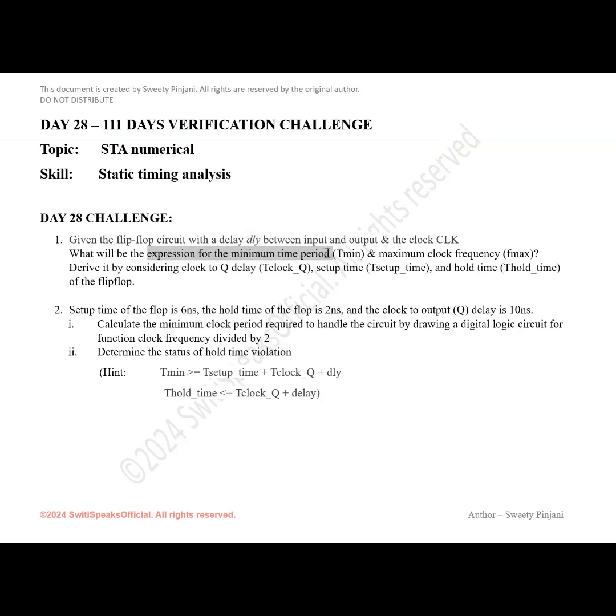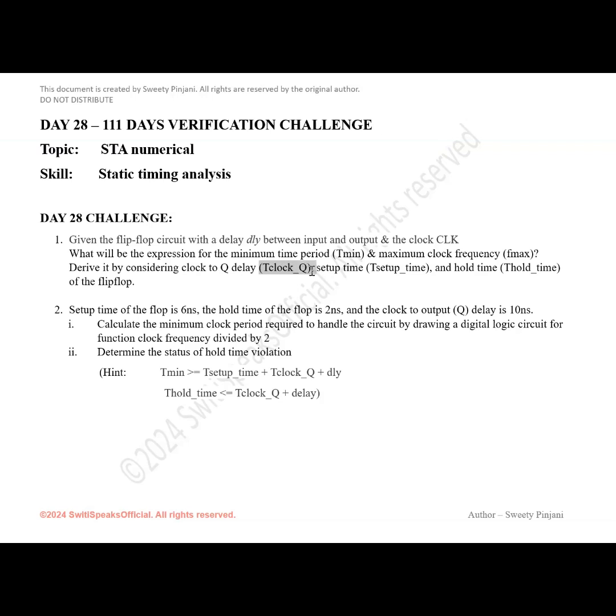With these things, you need to derive expression for the minimum time period. Minimum time period, we call it as T min. And maximum clock frequency, we call it as Fmax. Derive what will be the expressions for Tmin and Fmax in terms of CLK, DLY and the output Q. You can consider clock to output delay, clock to Q delay. You can name it as T clock of Q. You can use this in your expression.